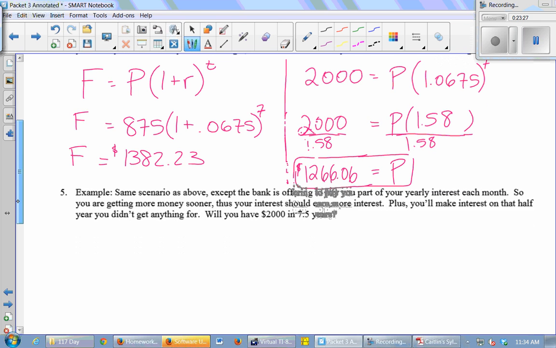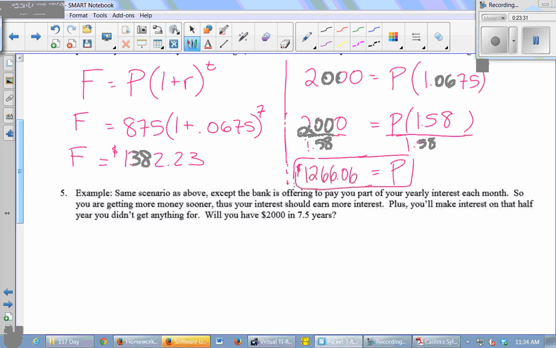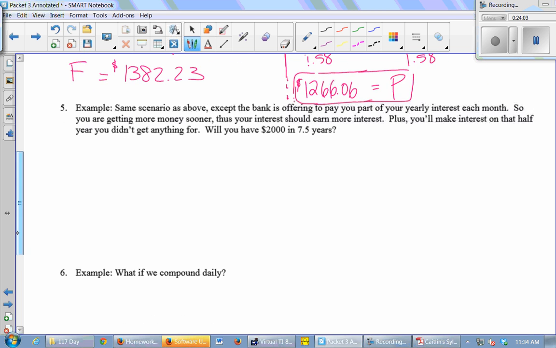All right, so now, same scenario, we're still getting 6.75% interest, but they're going to pay us part of it every month. Instead of just at the end of the year, December 31st, you're going to get a little bit of your interest every month over the whole year. So this way, I should generate more interest because I'm going to earn interest on interest more frequently. And I'm going to make interest on that half a year that I didn't get any credit for before. Okay, so will I have $2,000 in 7.5 years, starting with 875, if I compound monthly?